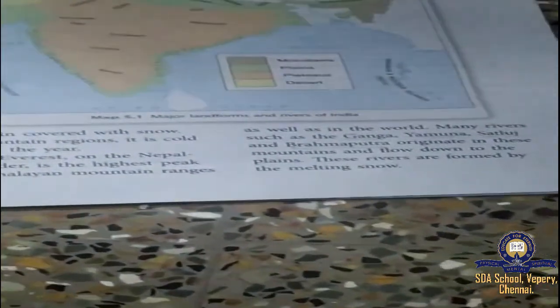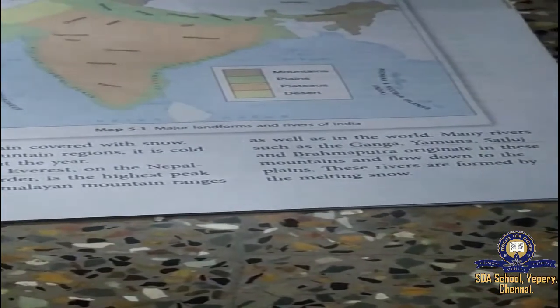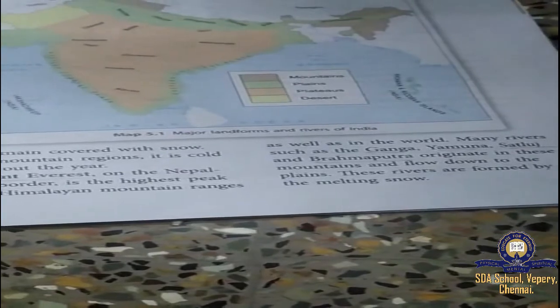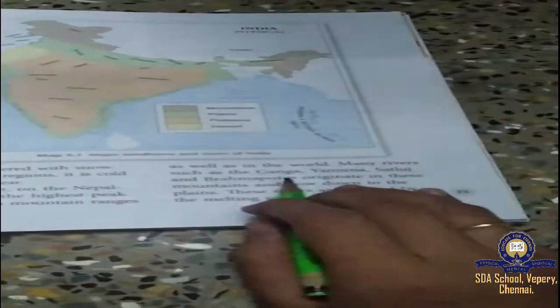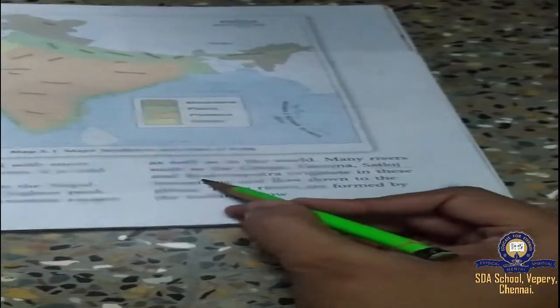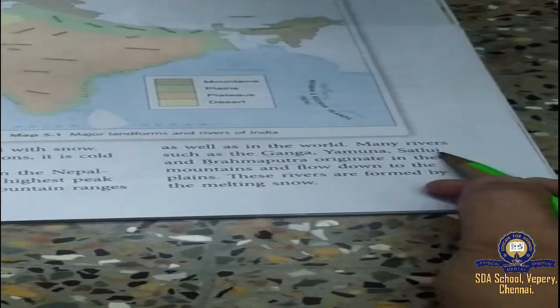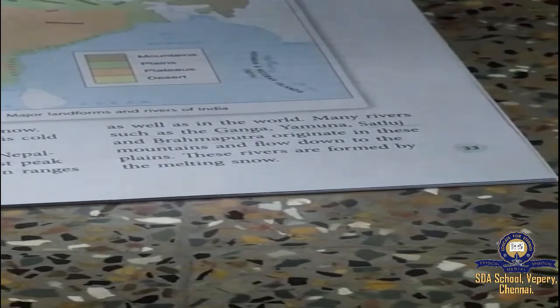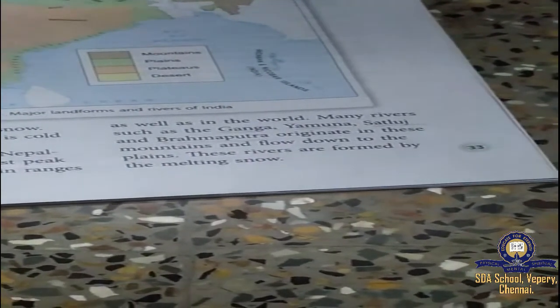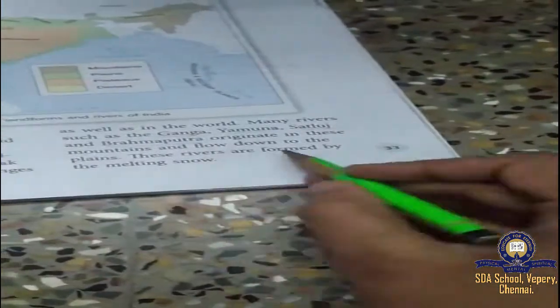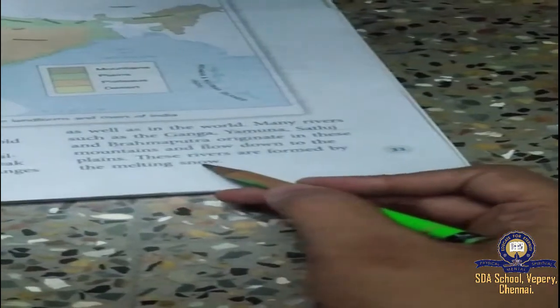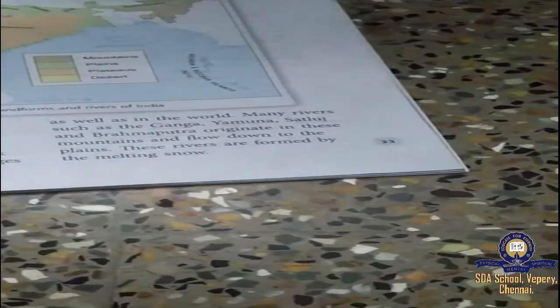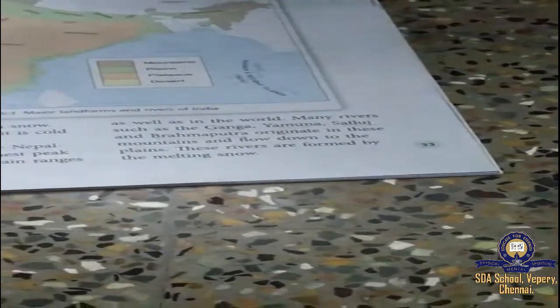Many rivers originate in these mountains. Originate means it began. What are the rivers' names? Ganga, Yamuna, Satluj and Brahmaputra. These are the rivers' names. They originate, means begin, in these mountains and flow down to the plains. Plains are nothing but the flat area. And how are these rivers formed? These rivers are formed by the melting of snow. By melting of the snow, rivers like Ganga, Yamuna, Satluj and Brahmaputra are formed.